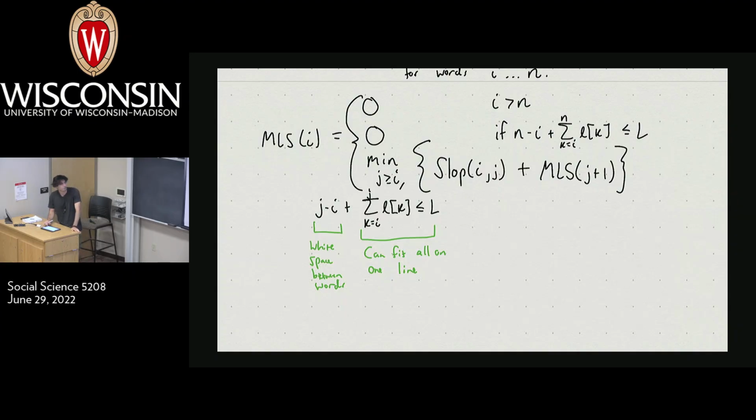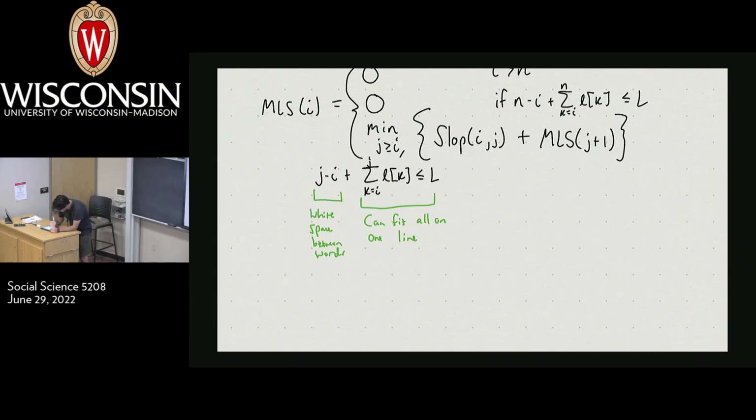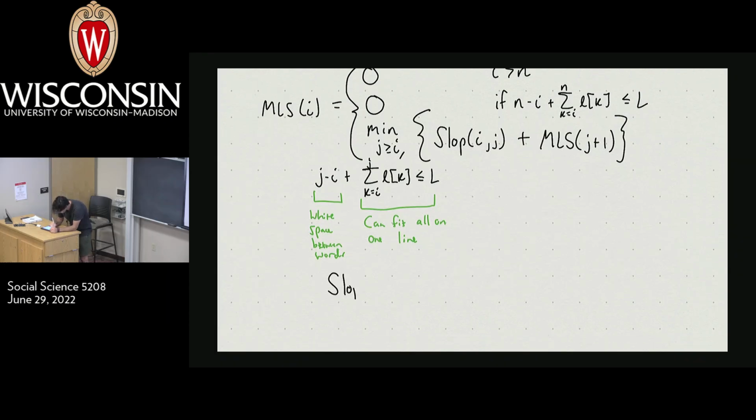So, one key detail here is how do we compute slop(i, j), and how do we compute that sum efficiently? So what's the definition of slop(i, j)? This is going to be L minus j plus i minus the sum of the lengths, cubed.